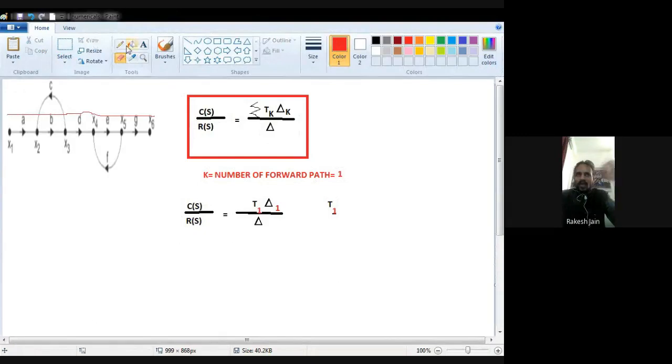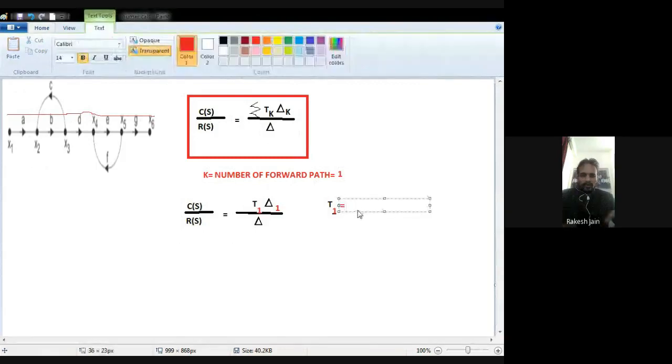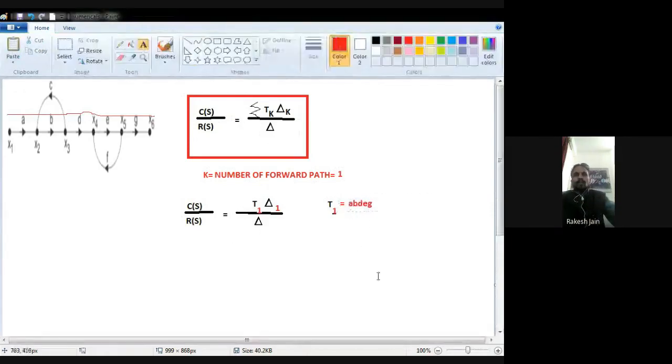For example, here only one forward path which I denoted a few minutes ago by a red color pencil in that diagram. Now see that forward path. First A, then B, then D, then E, and then G. So ABDEG is the first forward path gain. So I write down the value of T1, that is ABDEG. This one is my first forward path gain.